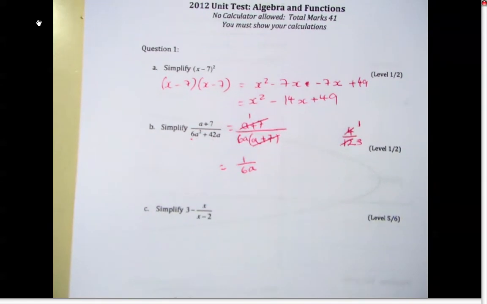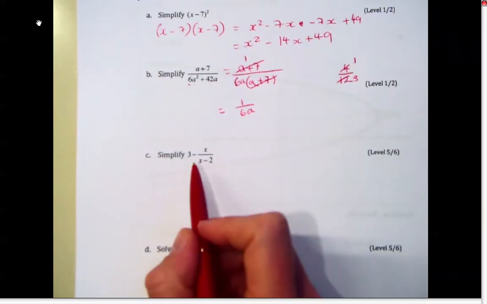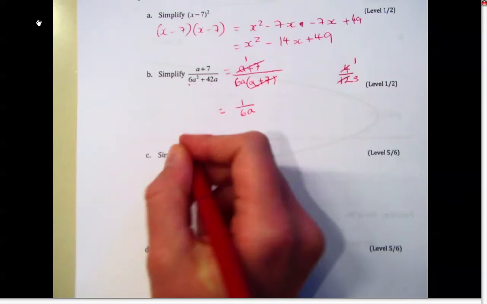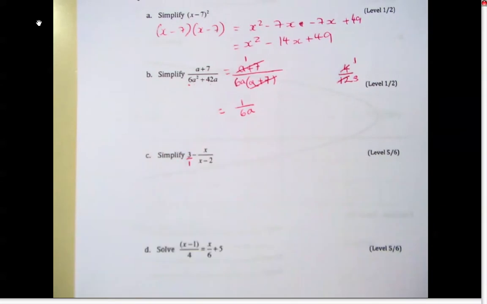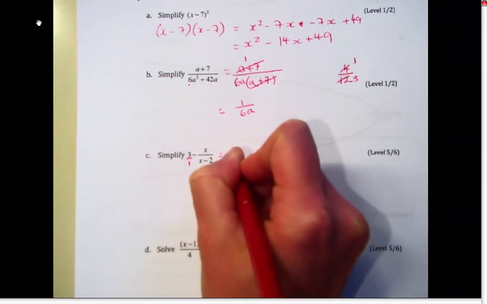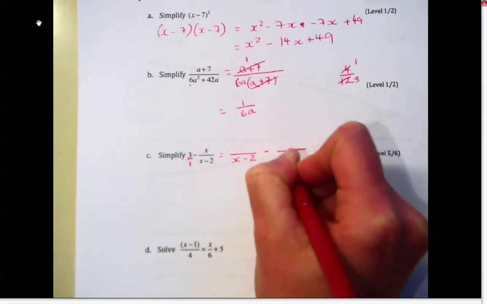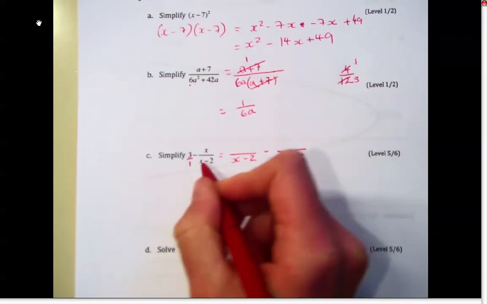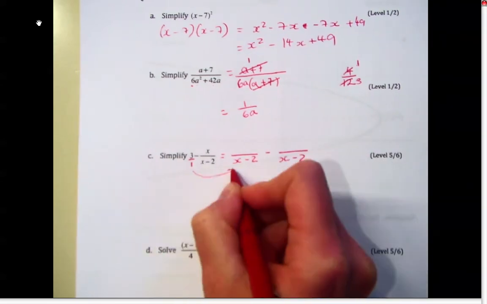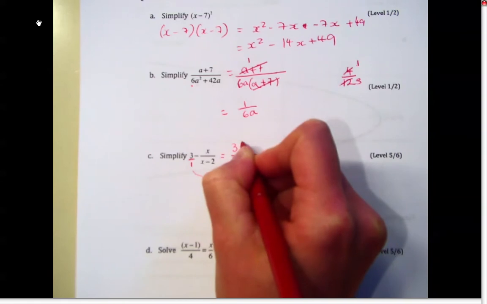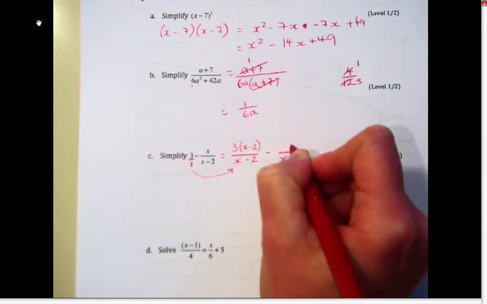Okay? All right. Here I'm subtracting a number and a fraction, so I need to get my common denominator. The invisible denominator there is 1. I'm going to make both denominators x minus 2. So I need to multiply 1 by x minus 2, and I need to do the same to the top, 3 brackets x minus 2. This one stays the same.